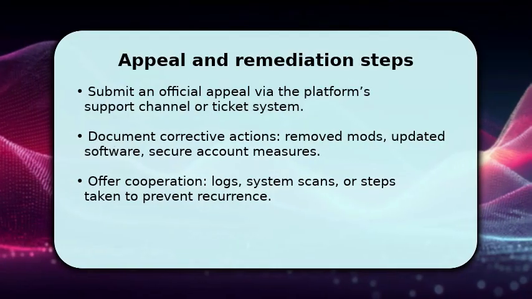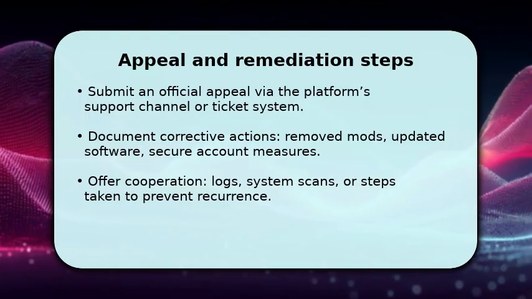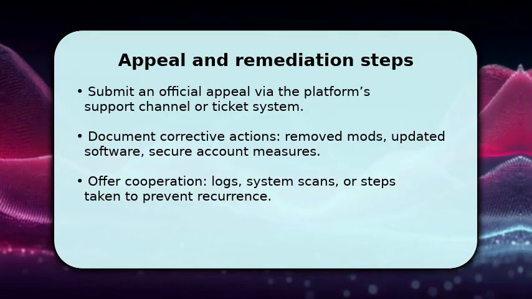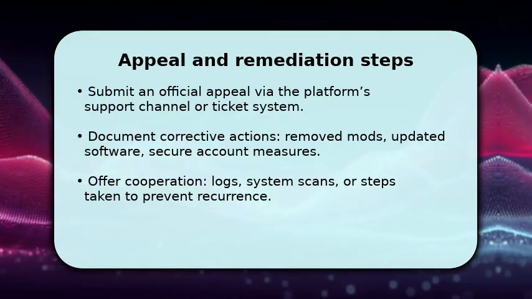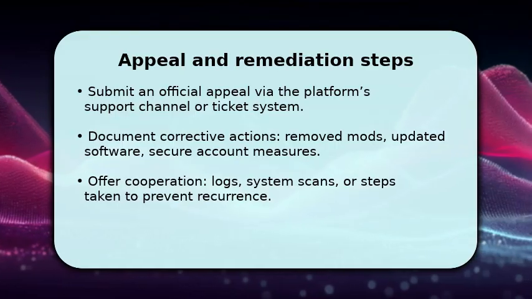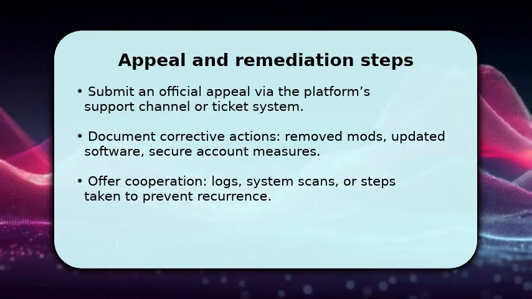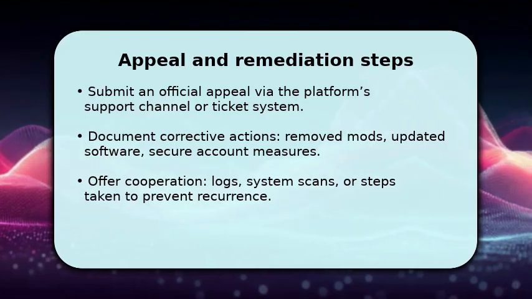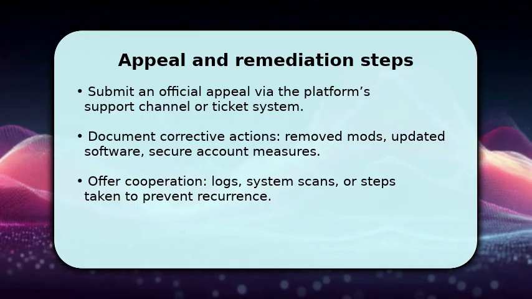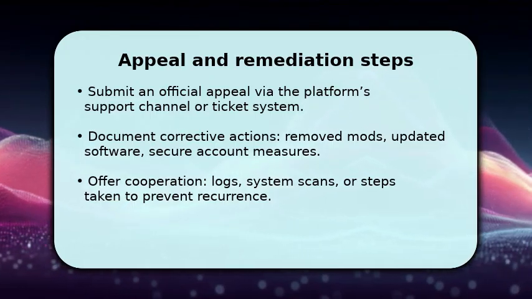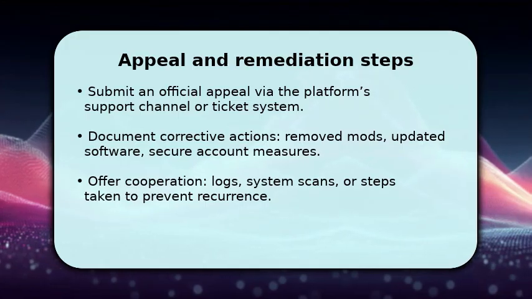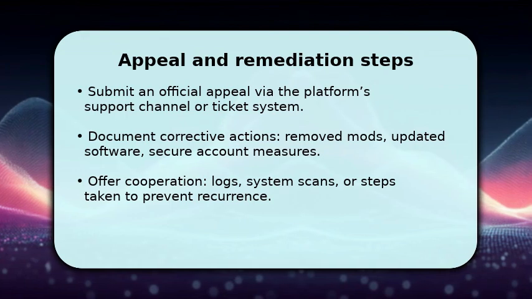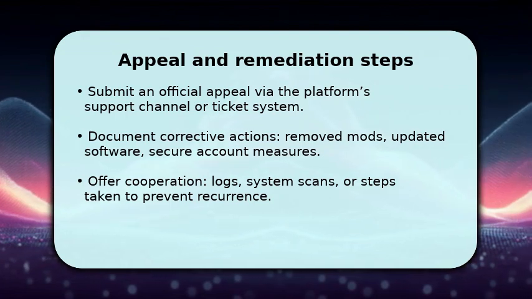You need to file an official appeal through the game or service support portal, follow their specified format, and include your gathered evidence. Once done, describe the corrective actions you took, such as removing third-party tools, running antivirus scans, and securing the account with 2FA. Make sure to offer cooperation, including sharing logs or system reports if requested. Use calm, factual language and avoid accusations. A cooperative tone increases the chance of a favorable review.